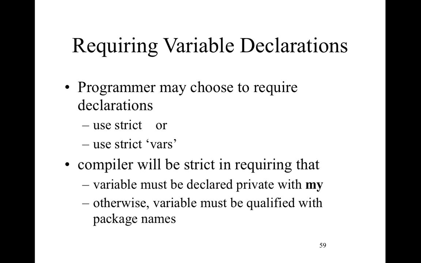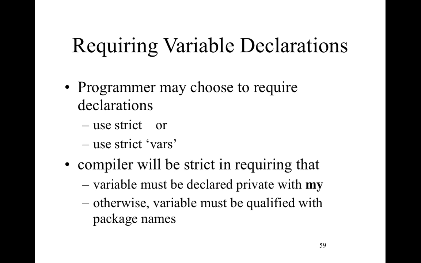Requiring variable declarations. Programmers may choose to require declarations. So remember before I said you don't have to say integer I. You can just say I is equal to 5 and declare it. Or you can turn it on so you have to declare the variables. What does that mean? It makes it strict. So use strict or use strict variables.